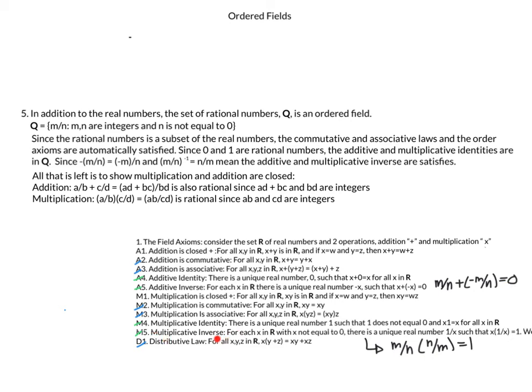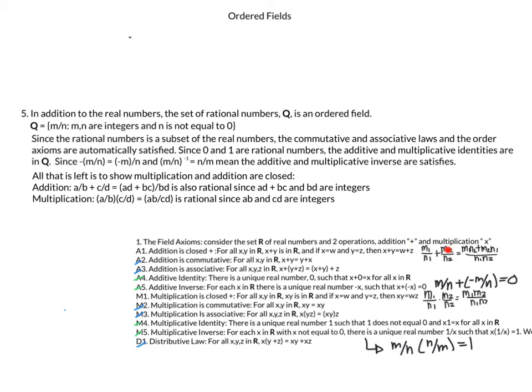When we look at multiplicative inverse, if you have m over n, then n over m is also a rational number, and when you multiply them together, you get the multiplicative identity. So now all we need to show is that addition and multiplication are closed.